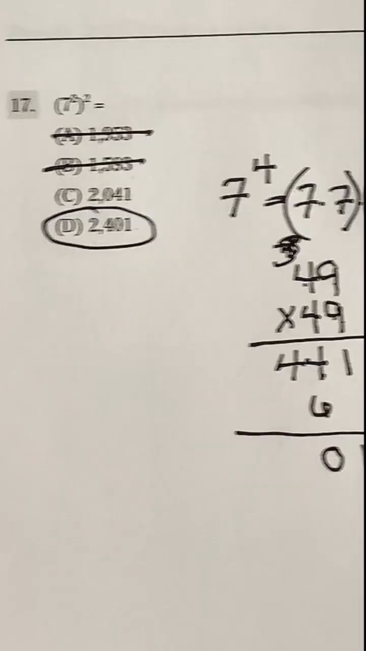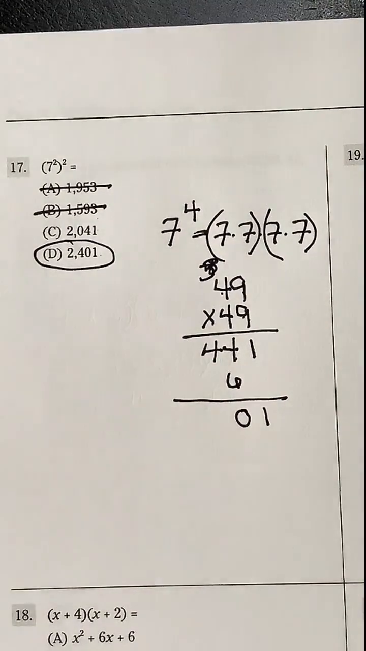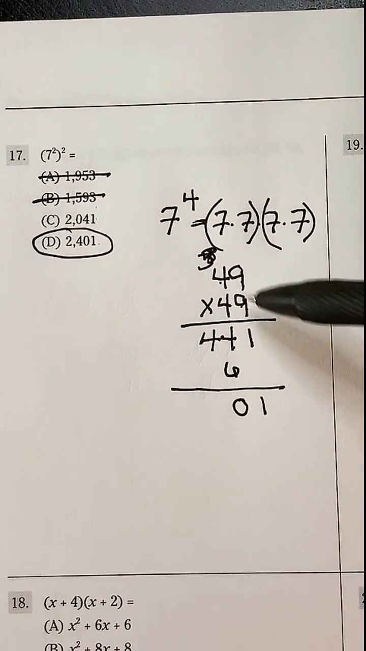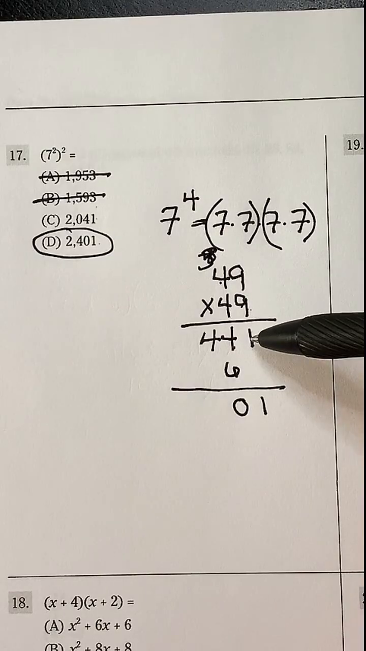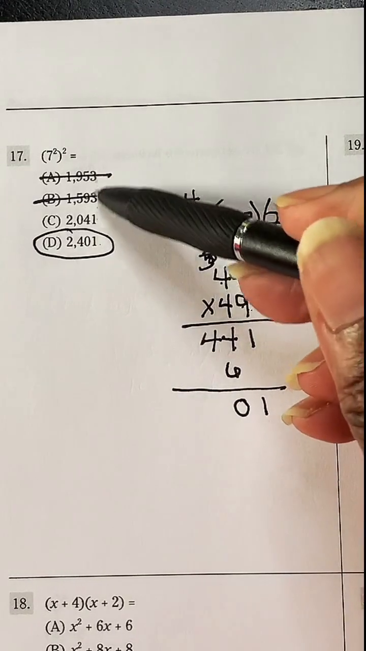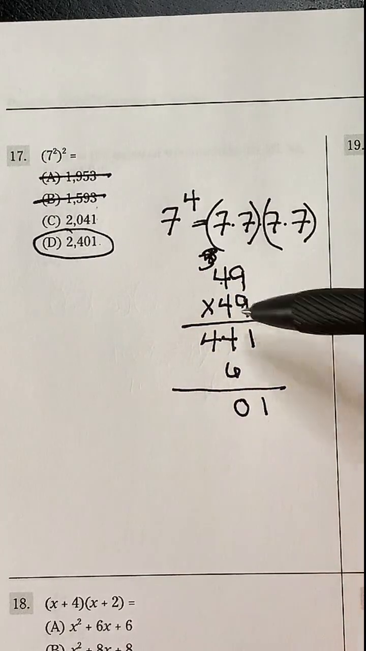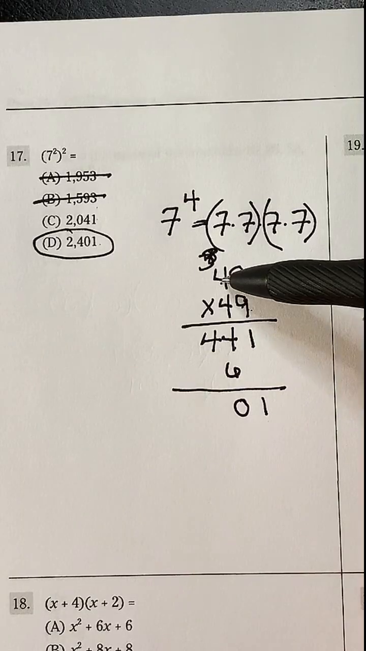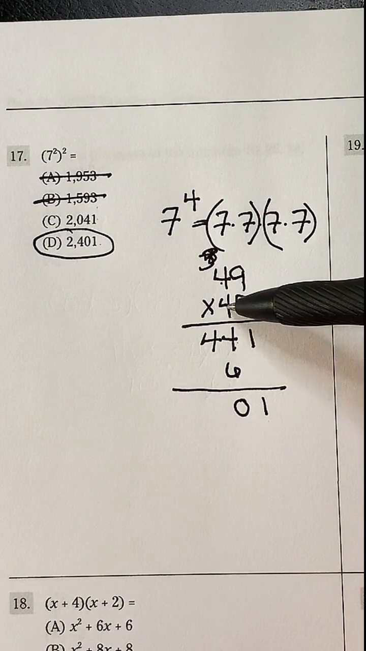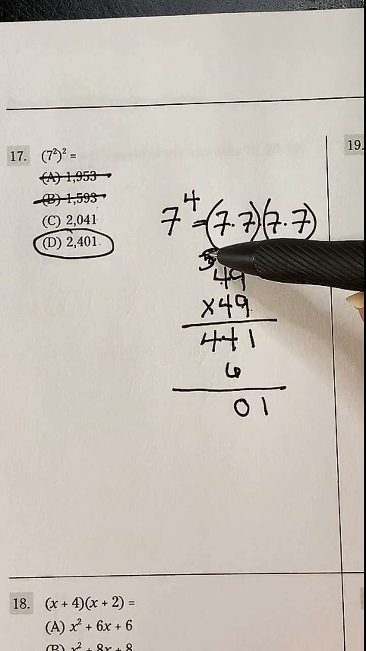Option D. Okay, option D is giving me the 1 and 0. So if I did the 49 times 49, 9 times 9 gives me 81, gives me a 1. So if I know my 1's column is going to be a 1, get rid of A and B because they both have 3's. Continuing on, 9 times 4 gives me 36, plus that 8 gives me 44. Then 4 times 9 gives me 36, drop the 6, carry the 3.